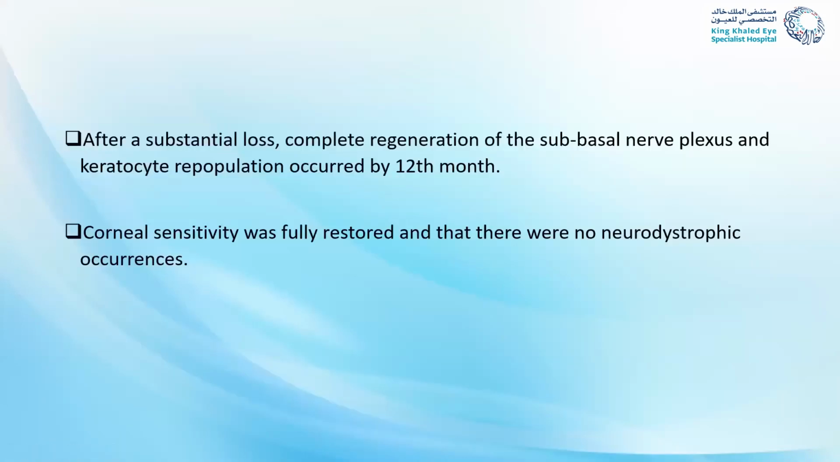One of the major losses that happens initially after cross-linking is the loss of the sub-basal nerve plexus. And usually all this starts to get restored and return to normal by 12 months after the procedure. That's why corneal sensitivity is not reduced to an extent where you have neurotrophic situations and recurrent erosions and all of that. It usually doesn't happen as a long-term side effect of cross-linking.